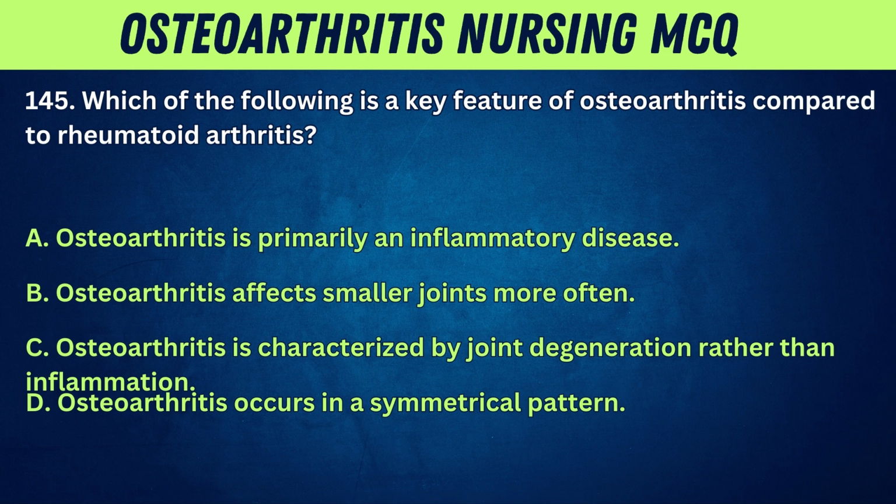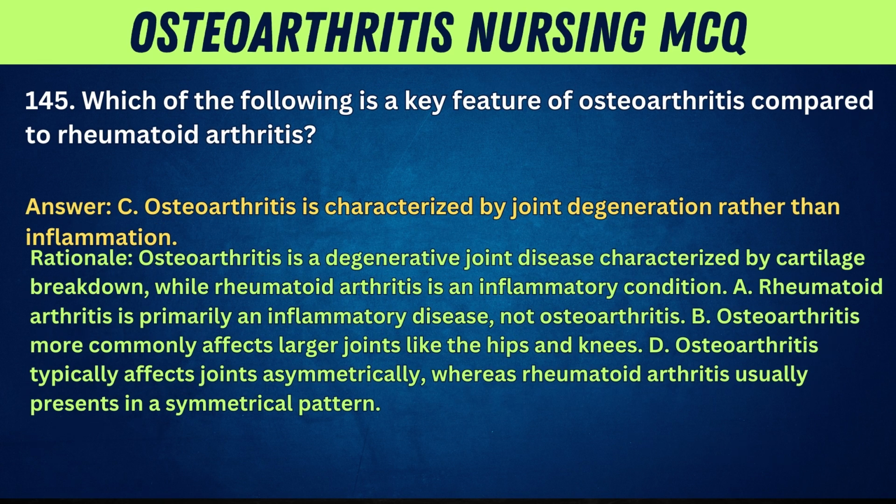145. Which of the following is a key feature of osteoarthritis compared to rheumatoid arthritis? A. Osteoarthritis is primarily an inflammatory disease. B. Osteoarthritis affects smaller joints more often. C. Osteoarthritis is characterized by joint degeneration rather than inflammation. D. Osteoarthritis occurs in a symmetrical pattern. Answer: C. Osteoarthritis is characterized by joint degeneration rather than inflammation.